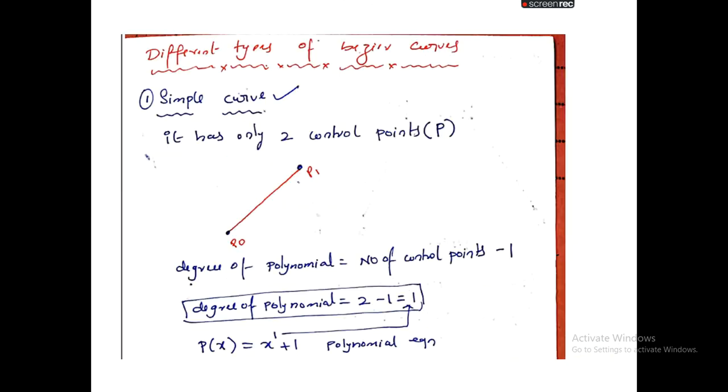We have various types of Bezier curves. The first type of Bezier curve is called the simple curve. In the case of a simple curve, we have only two control points, P0 and P1. With the help of two control points, you can create the Bezier curve. But that Bezier curve is like a straight line. When you use two end points, two control points, you create a straight line. But I can say that a straight line is also one type of curve. That is called the simple curve here.